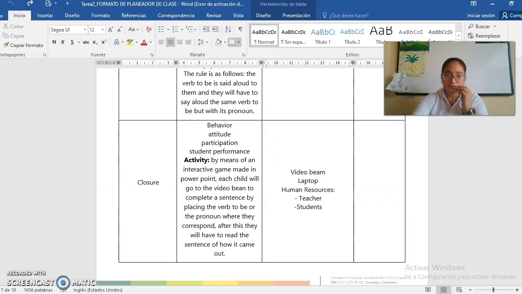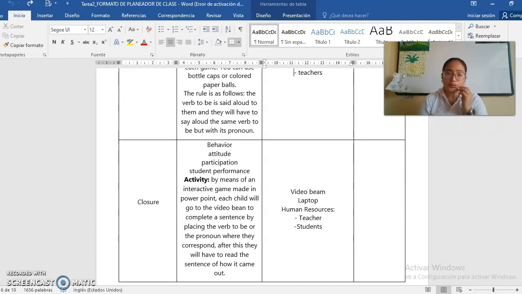Closure. Behavior, attitude, participation, student performance. Activity by means of an interactive game made in PowerPoint. Each child will go to the video to complete a sentence by placing the verb to be or the pronouns where they correspond. Then they will have to read the sentence as it came out. Resources: video, human resource, teacher and students.